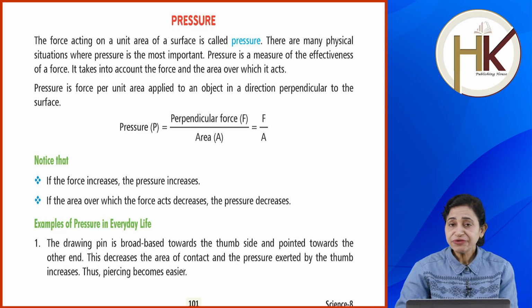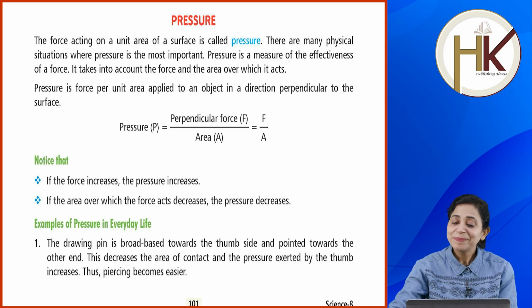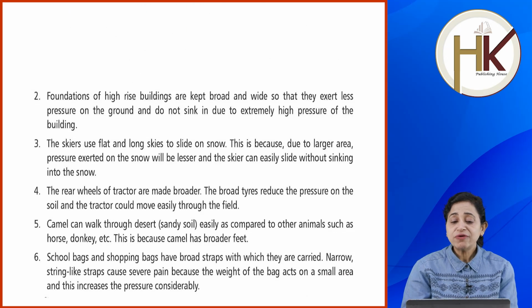Examples of pressure in everyday life. The drawing pin is broad-based towards the thumb side and pointed towards the other end. This decreases the area of contact, and the pressure exerted by the thumb increases. Thus, piercing becomes easier. Foundations of high-rise buildings are kept broad and wide so that they exert less pressure on the ground and do not sink in. The skiers use flat and long skis to slide on snow. Due to the larger area, the pressure exerted on the snow is lesser, and the skier can easily slide without sinking into the snow.